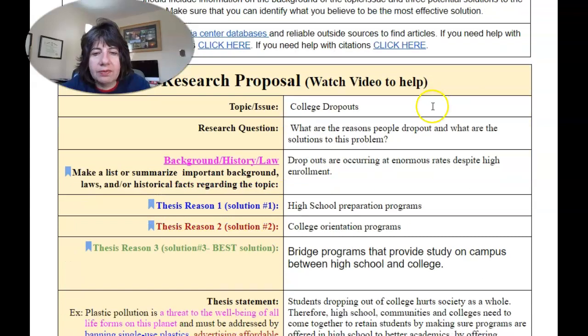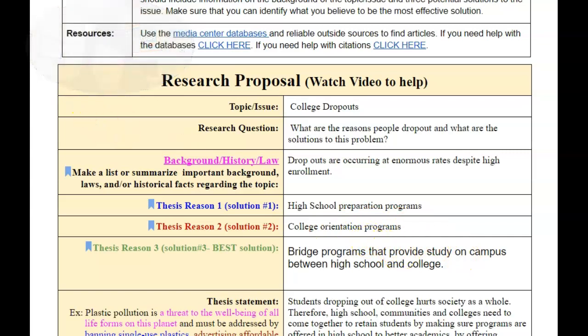So you should have the topic or the issue, the research question. That was pretty much like what are the best solutions? What did you find out? Maybe one sentence about the background history law that sums things up. And then what were your 3 solutions that you found? Okay. Font really doesn't matter. You can go ahead and make everything Times New Roman 12 if you want.